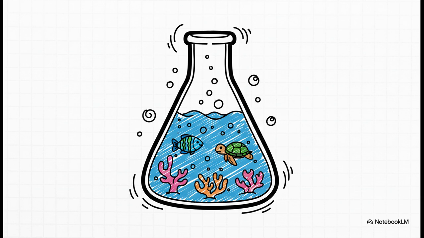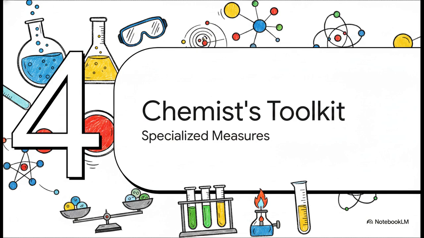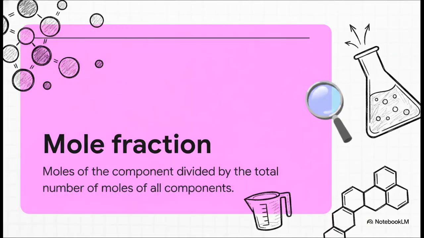Let's head into the lab for section 4, the chemist's toolkit, moles and specialized measurements. So first up is the mole fraction. In chemistry, a mole is just a standard unit used for a very specific, huge number of atoms or molecules. The mole fraction is pretty straightforward. It's just the number of moles of your target component divided by the total number of moles in the entire mixture. Chemists use this all the time for relating physical properties, like vapor pressure, or for describing gas mixtures.